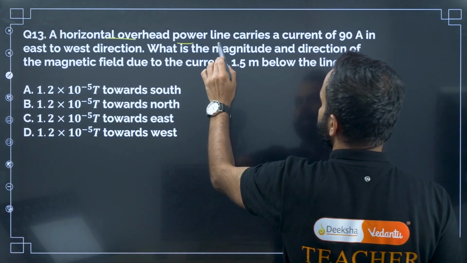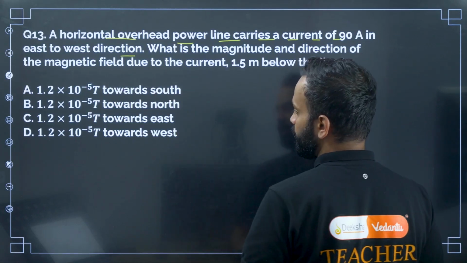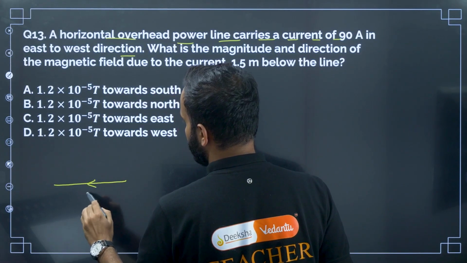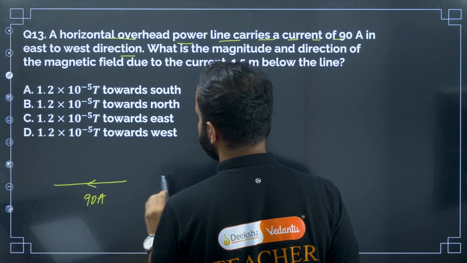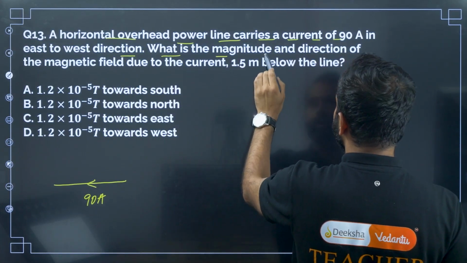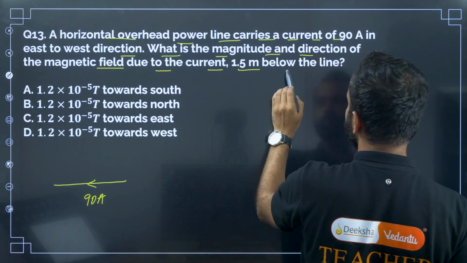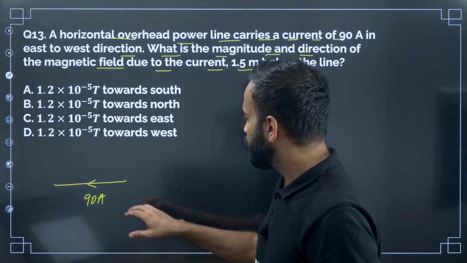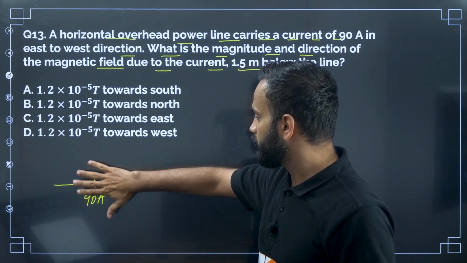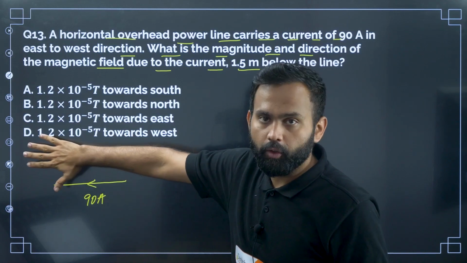A horizontal overhead power line carries a current of 90 ampere east to west direction. Okay, so this is east to west direction. Current is 90 ampere. What is the magnitude and direction of the magnetic field due to the current 1.5 meter below the wire? Okay, due to the current 1.5 meter below the wire, that is here. This is the board, right? Okay, the wire is kept along the board.